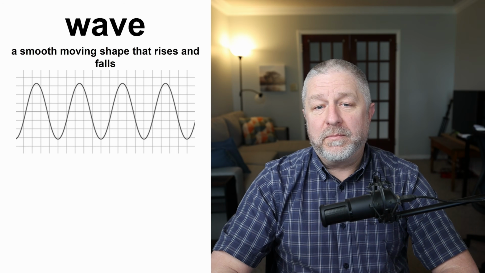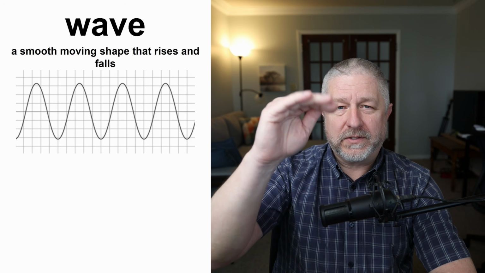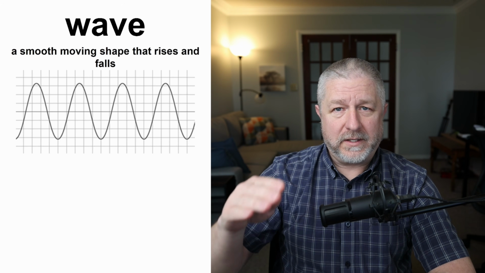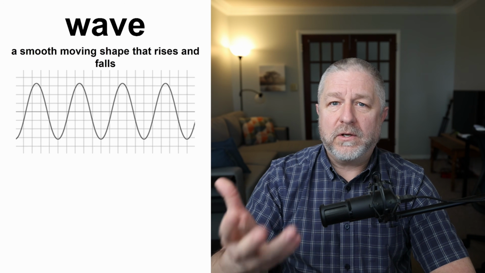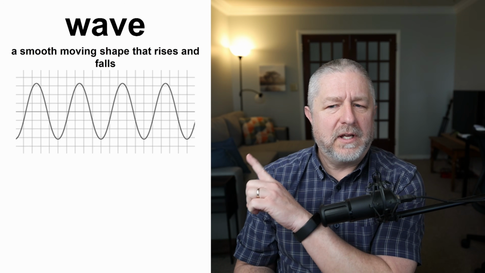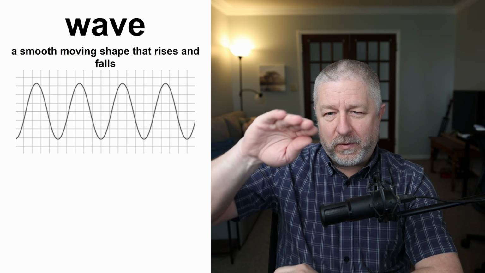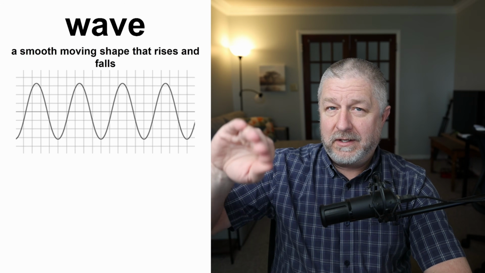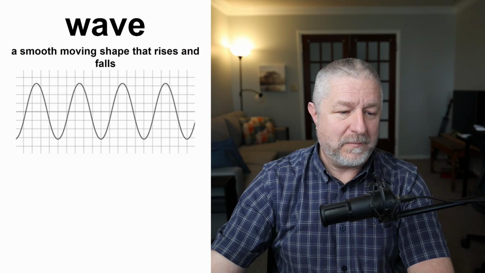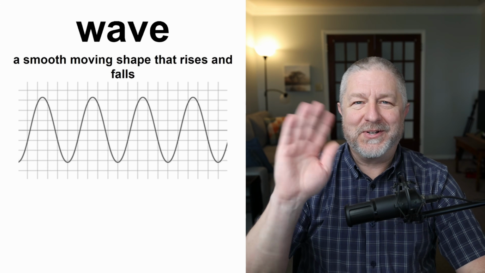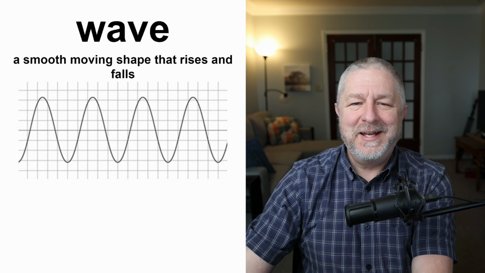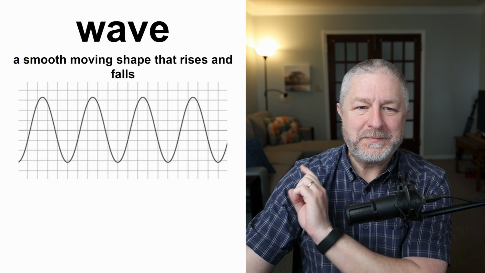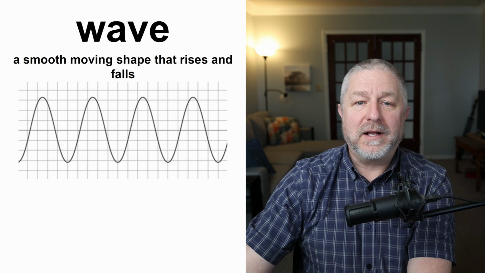Wave, a smooth moving shape that rises and falls. So of course, when you go to the ocean, you will see waves in the water, but we also have other waves. There's radio waves, there's X-rays. I think this might be a sine wave. When you study math, you might look at a sine wave, which is a smooth moving shape that rises and falls. Pretty fun. This is also a wave, but not the kind that we're talking about. So wave, I'm gonna guess this is a sine wave because I think that's what I searched for. A smooth moving shape that rises and falls.